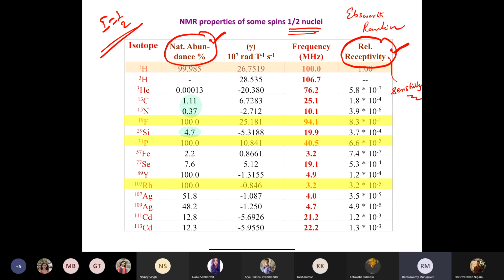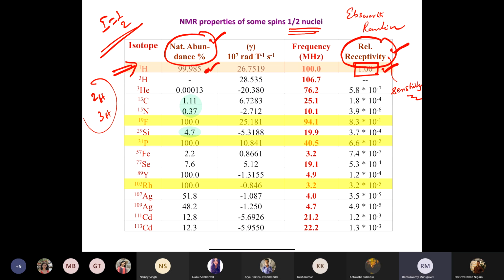If you look at the first in the list, namely proton or 1H NMR, it has almost 100% abundance, subtracting the abundance of deuterium and tritium. The receptivity of this is considered the baseline; we describe the rest relative to it. If something has 100% abundance and receptivity as close as possible to 1.0, that means these nuclei are highly amenable for being studied by NMR spectroscopy.